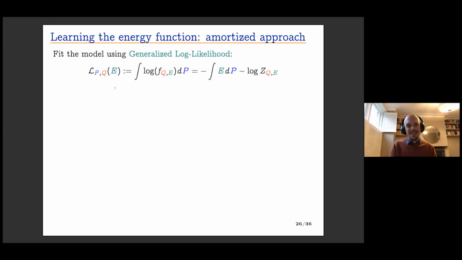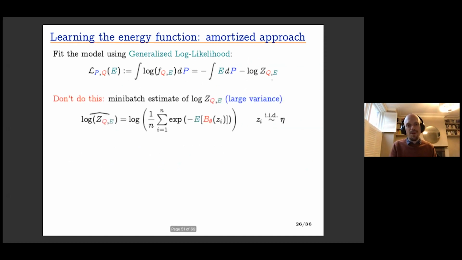So let's now explore this generalized log likelihood a little bit further. Here's my generalized log likelihood, log f dP, which is minus E dP minus log Z_Q,E. Let's say that I'm trying to use that to learn my energy function. Here is a way not to do it: I take my mini batches of samples from P and Q, compute the log Z, the log normalizer, from the mini batch of my Q samples, and then I do gradient descent. So why wouldn't this be a good way to do it?